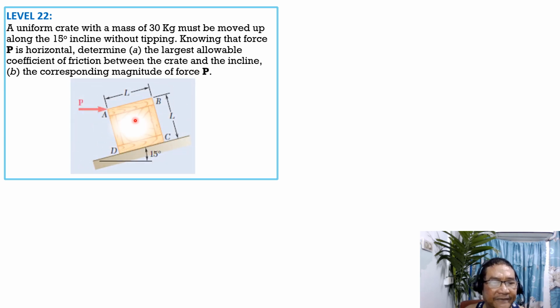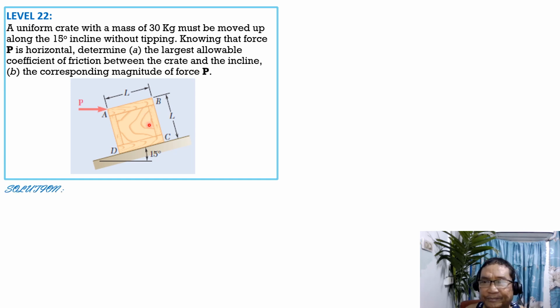So here is the given figure, and remember the condition. We have to determine the largest coefficient of friction between the crate and the incline and the corresponding magnitude of the force P. So the condition is the crate must be moved up along the 15-degree incline without tipping, and of course without sliding or without slipping.